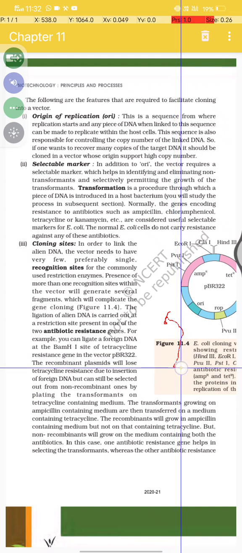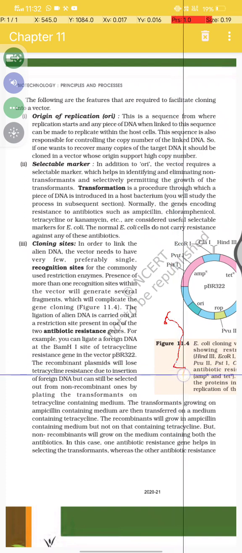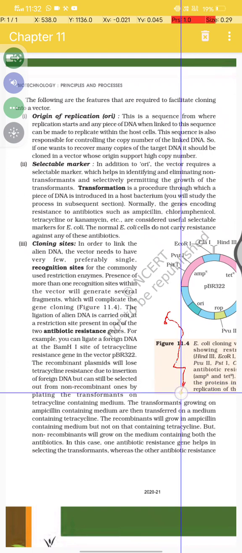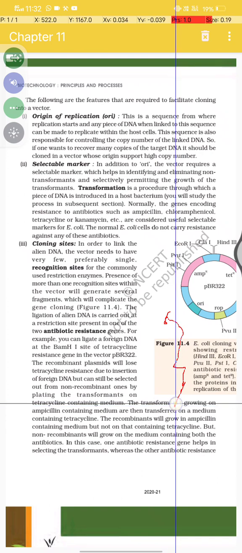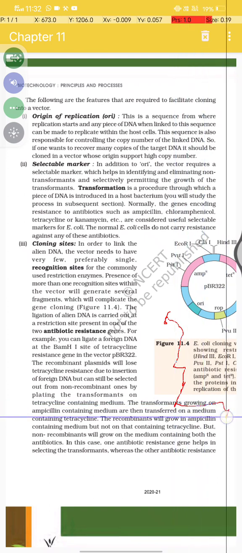The recombinant plasmid will lose tetracycline resistance due to the insertion of the foreign DNA, but can still be selected out from the non-recombinants by plating the transformants on ampicillin-containing medium, and then transferring the transformants onto a medium containing tetracycline. Recombinants will grow in the ampicillin-containing medium but not on the medium containing tetracycline, but non-recombinants will grow on the medium containing both antibiotics.